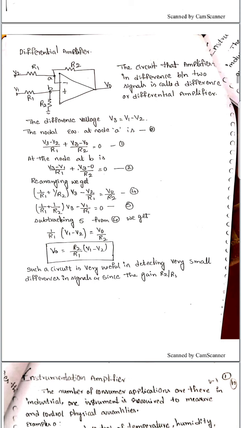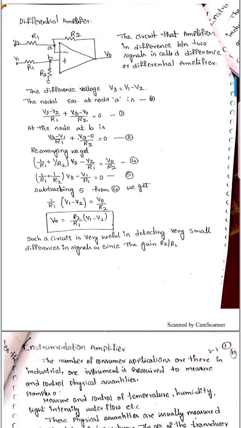is equal to 0. Rearranging, we get (1 by R1 plus 1 by R2) into V3 minus V2 by R1 is equal to V0 by R2. Then (1 by R1 plus 1 by R2) into V3 minus V1 by R1 is equal to 0. Substituting equation 5 from equation 4, we get 1 by R1 into (V1 minus V2) is equal to V0 by R2. Then V0 is equal to R2 by R1 into (V1 minus V2). Such a circuit is very useful in detecting very small differences in the signals, and the gain is R2 by R1.